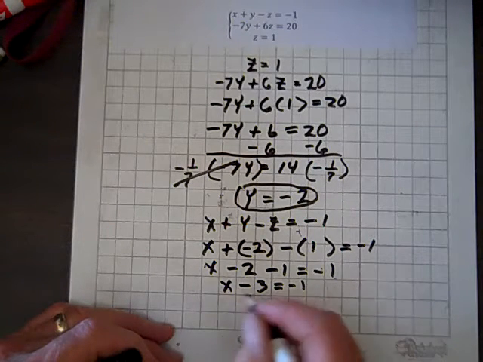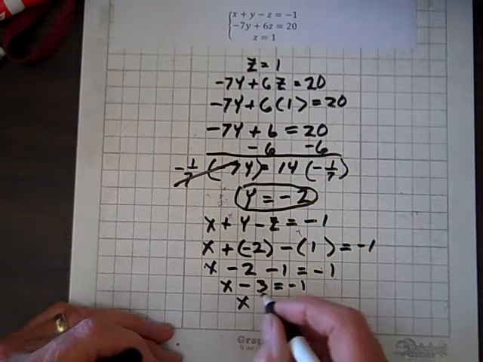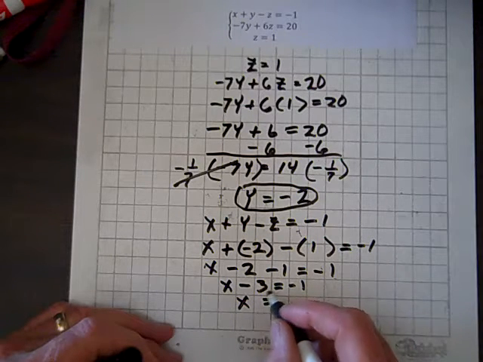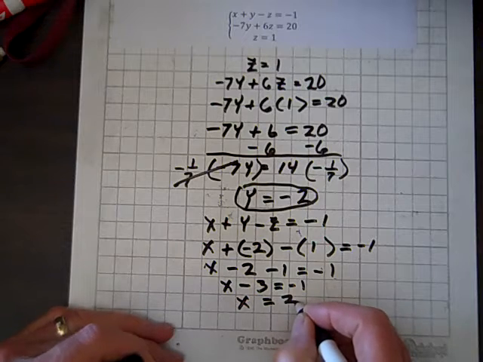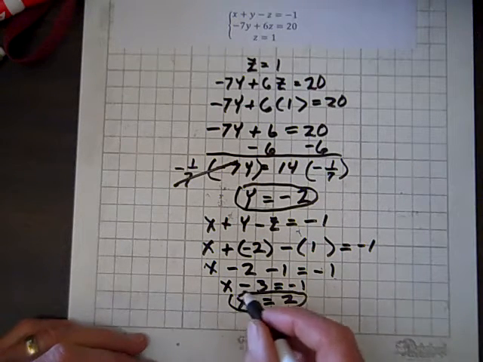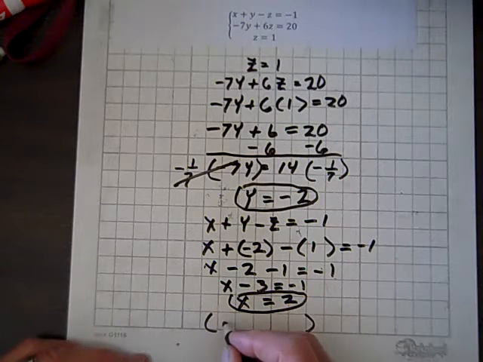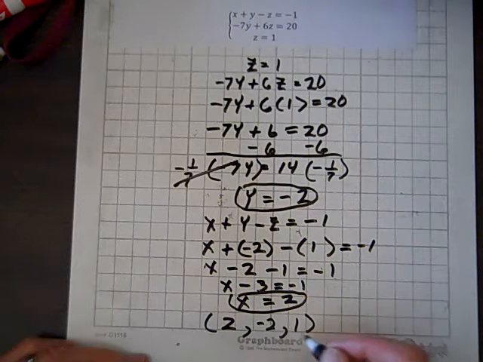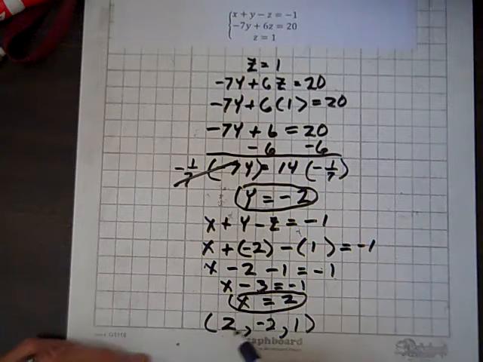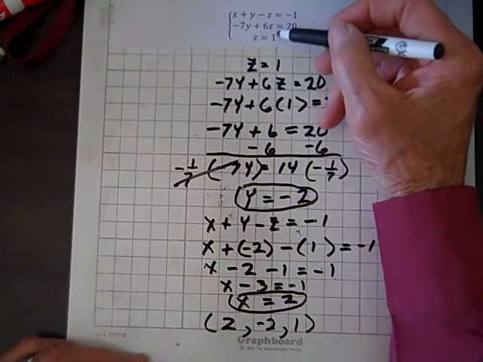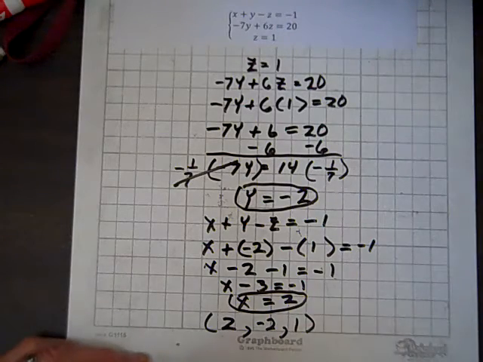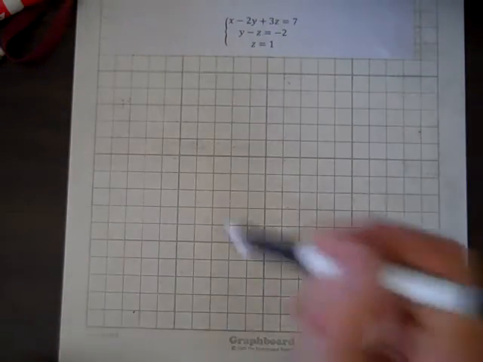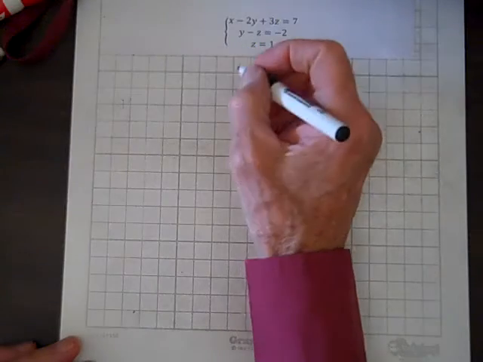So adding 3 to both sides, we'll get x, and negative 3 plus 3 is 0, equals 3 plus negative 1, which is 2. So now we know what x is, so the solution is 2 for x, negative 2 for y, and 1 for z. And if you take those values and plug them into x, y, and z in this equation, you'll get true statements. So now we'll do another one of these 3 equations and 3 variables.